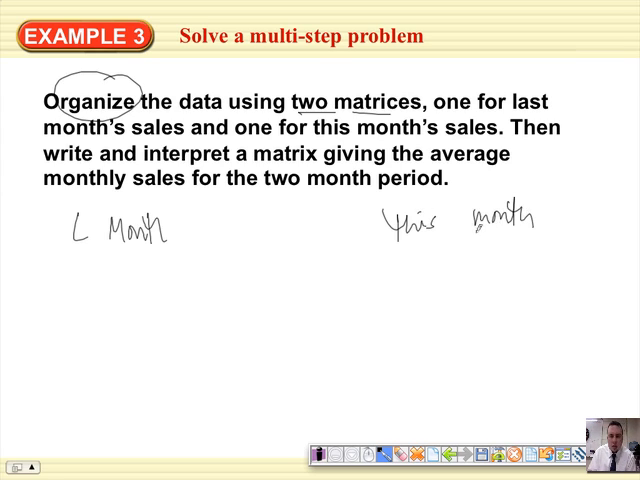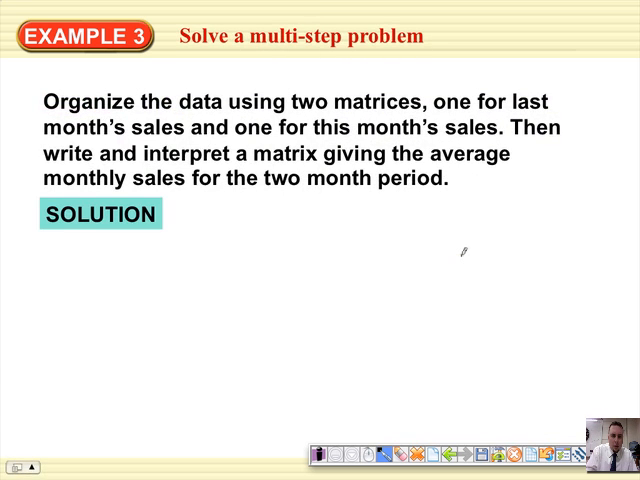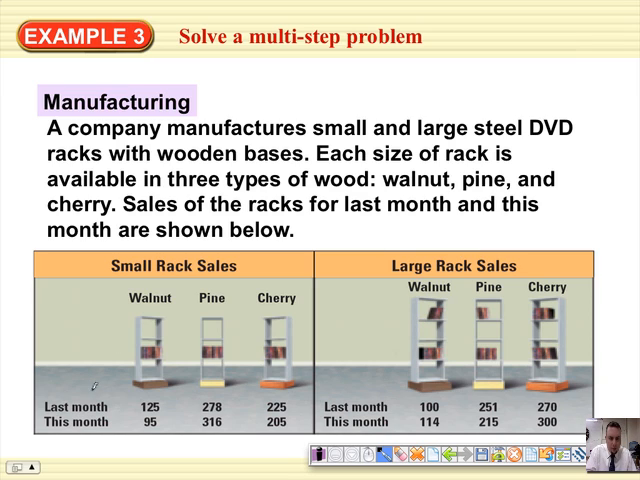Okay? So what do we know? What are the things that we need to organize? Well, how much pine, cherry, all those we sold. But there's 2 types, right? There's a small pine, and then there's a large pine. Let's go back. We got a small walnut, and a large walnut. Small pine, small cherry, large cherry. They want us to organize this in each month. So for one month we have to get this information, these 3, and these 3, for last month.